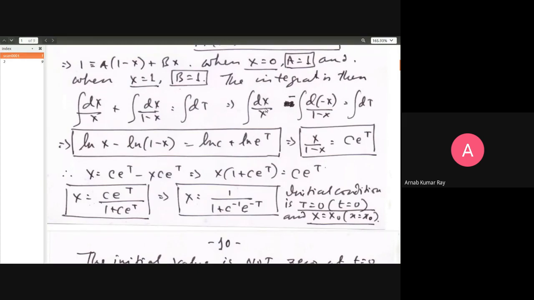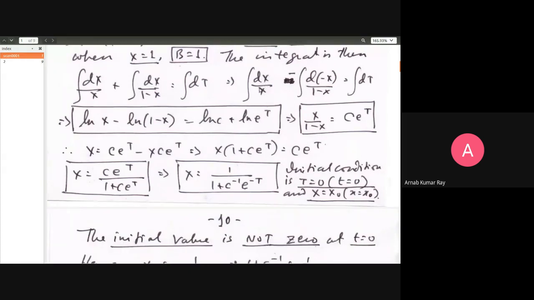School integral calculus. This integral will be log X, this integral will be minus log of 1 minus X, then you have a constant, and this integral will be T, which I'm writing as log of e raised to T, and then a constant log C. Put all these things together and you'll get X by 1 minus X equal to C into e raised to T.